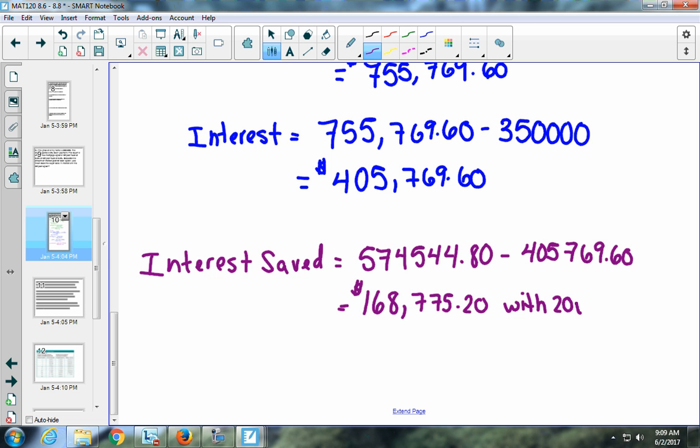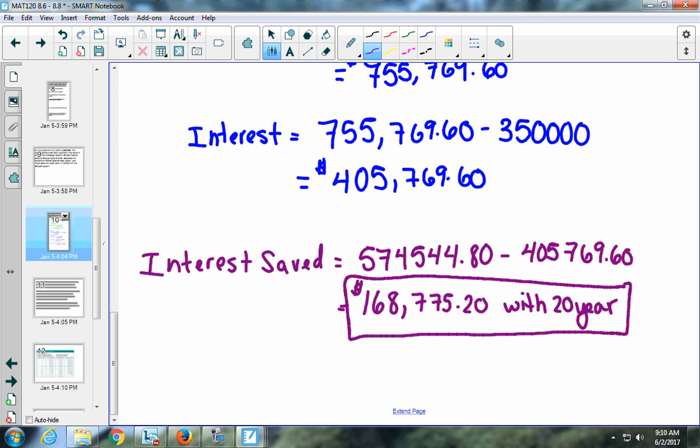So even though that interest rate was a percent higher, because of those 10 fewer years, we end up paying less interest.